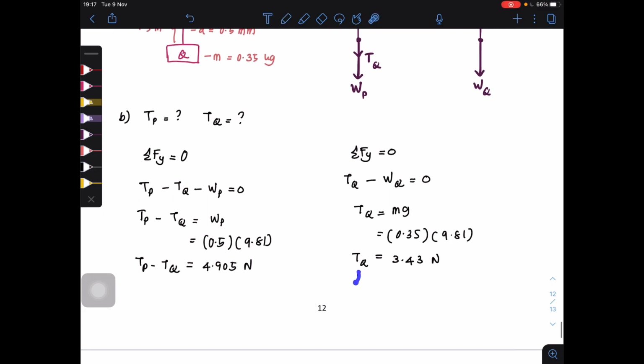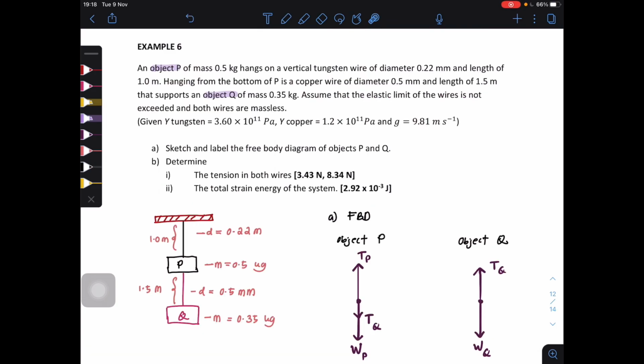So this one kita boleh dapatkan, kita boleh masukkan dekat sini untuk dapatkan TP. So TP adalah sama dengan 3.43 plus 4.905 equal to 8.34 Newton. Okay, next question.